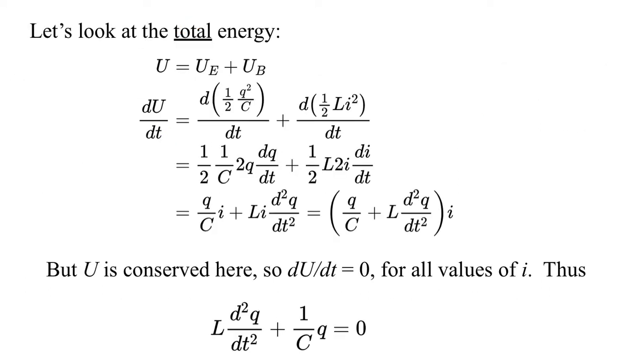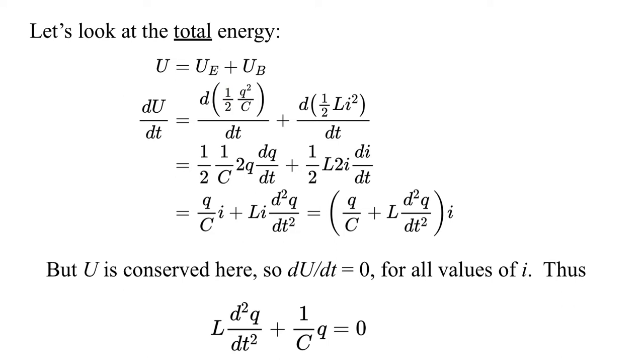Let's look at the total energy. The total energy is going to be the energy in the capacitor, electric energy, plus the energy in the inductor, magnetic energy, and nothing else because there's no resistor, so there's no dissipative effects. There's nothing adding energy to the system, there's nothing taking out. So let's just figure out the derivative of this.